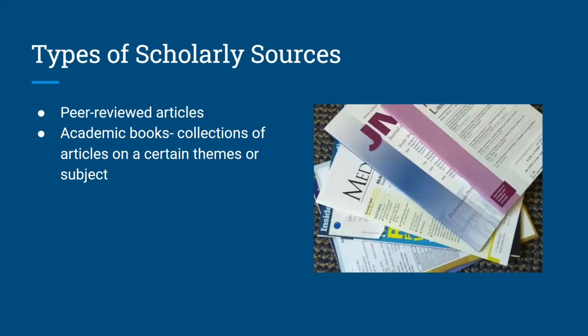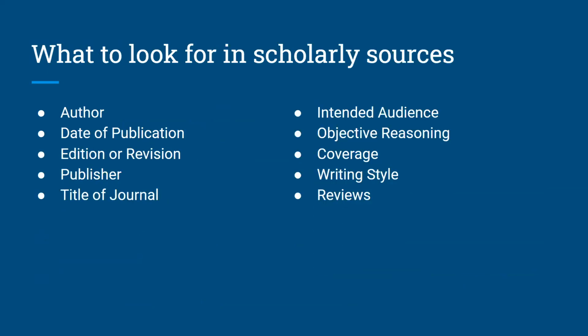Different types of scholarly sources are going to be peer-reviewed articles, academic books, and that kind of resource. Some of the things you want to look for in scholarly sources to be able to tell that they're scholarly are, again, who's the author? Is it someone who is well known in that field of study, or is it some other person who maybe doesn't have the credentials or credibility of having published more in that field on that topic?